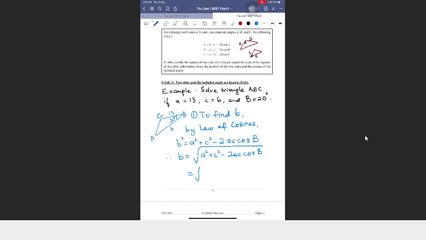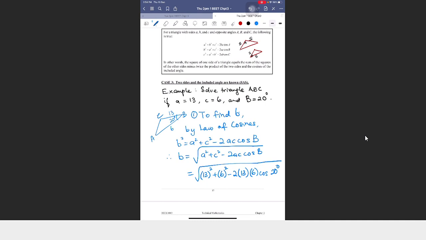So if, let's say, I plug in the values, it will be 13 squared plus 6 squared minus 2 times 13 times 6 times cosine 20 degrees. So you just need to compute that one. Straight away, just compute everything inside the square root, then take the square root. So do this properly, correctly. What will you get?